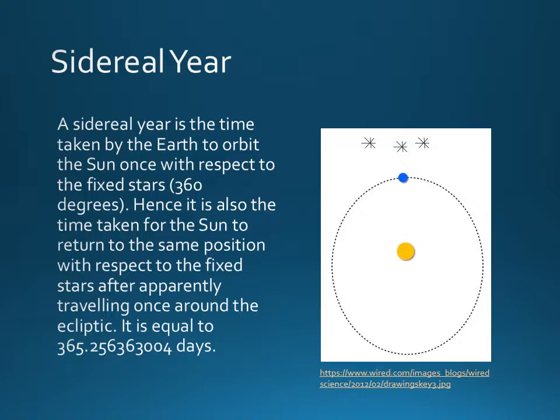A sidereal year is the time taken by the Earth to orbit the sun once with respect to the fixed stars, 360 degrees. Hence, it is also the time it takes the sun to return to the same position with respect to the fixed stars, after apparently traveling once around the ecliptic. It is equal to 365.256363004 days, or about 20 minutes longer than a tropical year. The difference between the tropical year and sidereal year is due to the precession of the Earth.